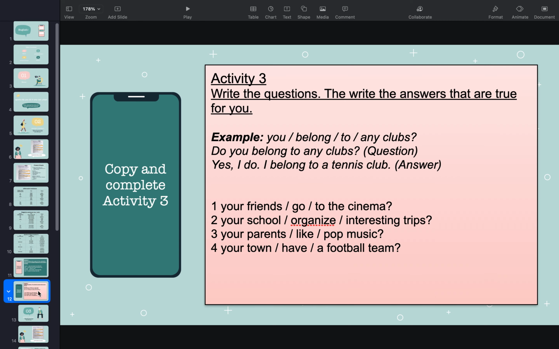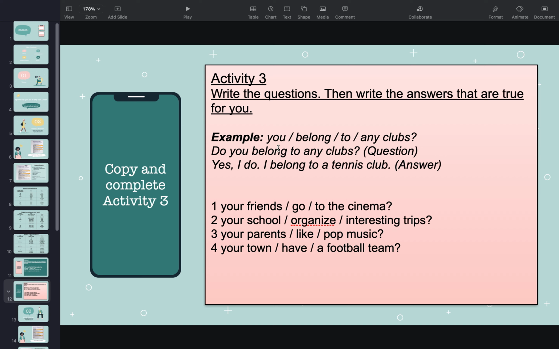Okay, next. Activity 3. Write the questions. Then, write the answers that are true for you. Okay? Disuruh salin soalan-soalan ni. Ni number 1, 2, 3, 4. Salin semua. And then write the answers that are true for you. Kemudian kamu jawab soalan-soalan ni berdasarkan pendapat kamu sendiri.